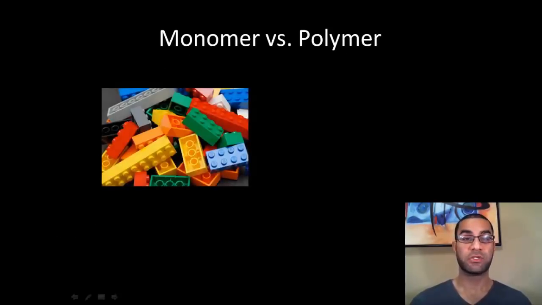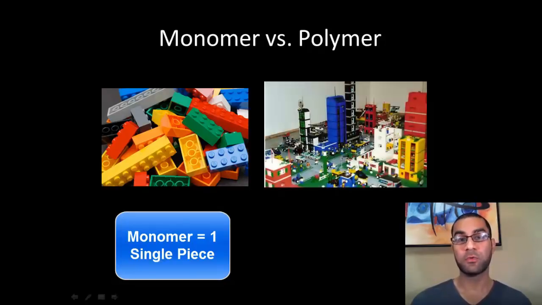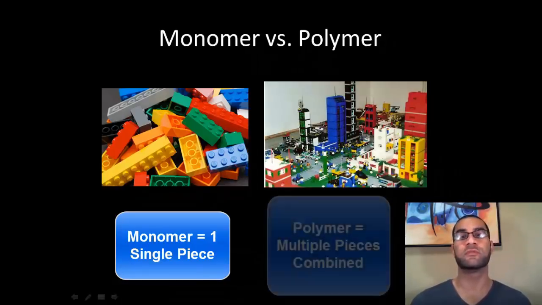So I have a picture here of single pieces of Legos. So imagine a single piece of Lego as a monomer. So you have a single piece by itself. Can't really do much with it. You can't really make much with it unless you have some sort of really creative imagination. But if you want to actually put something together, you're going to need to take many separate pieces and put them together in some sort of an organized form. So if we think of the single Lego piece as the monomer, then the polymer would be multiple Lego pieces combined to actually form some sort of a structure.